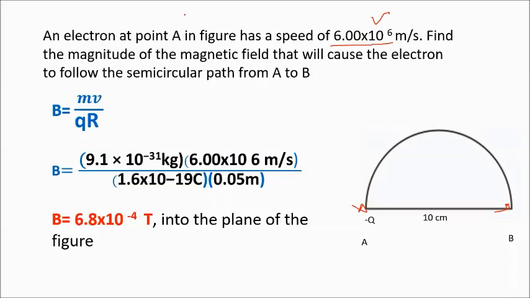That will cause the electron to follow the semicircular path from A to B. So ito yung semicircular path ng electron from point A to point B. So notice na we are given diameter kasi half ng circle ito. So diameter agad yan. So kalahati ng diameter is radius. So radius therefore is 0.05.